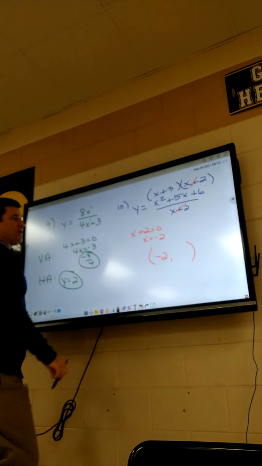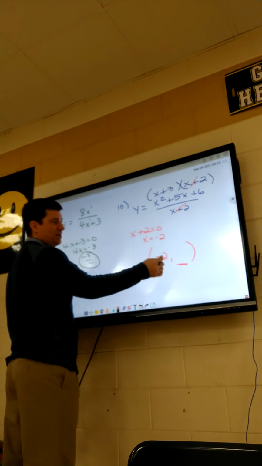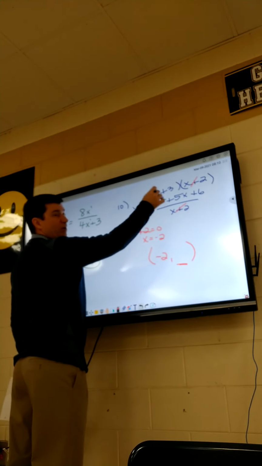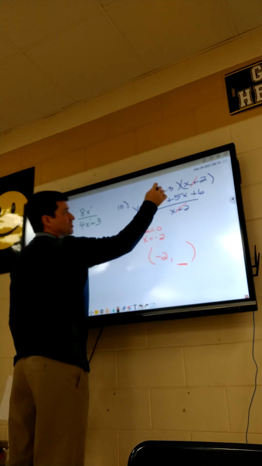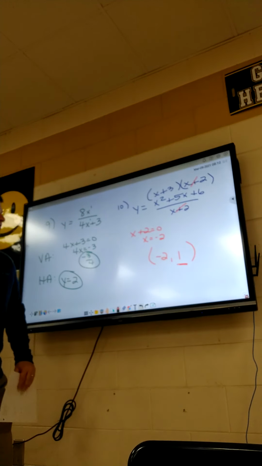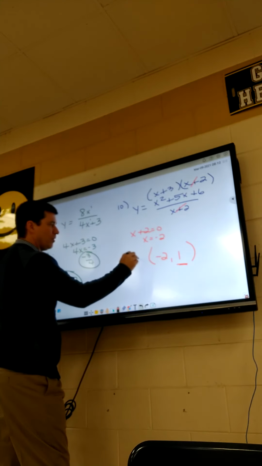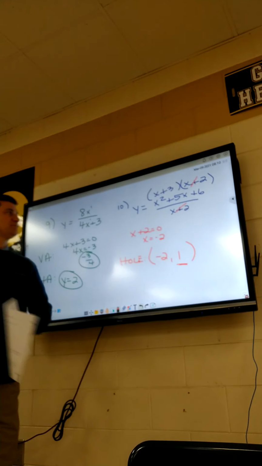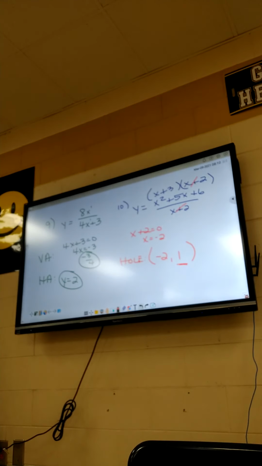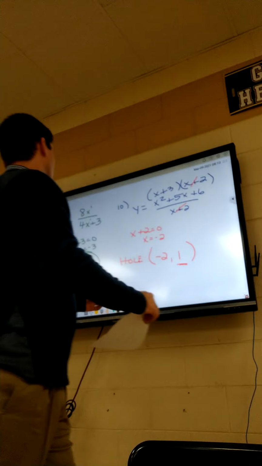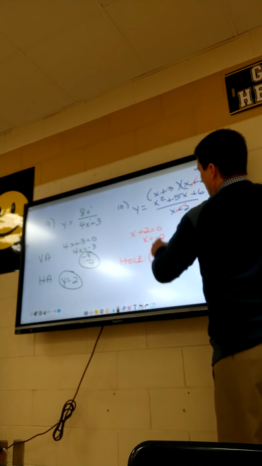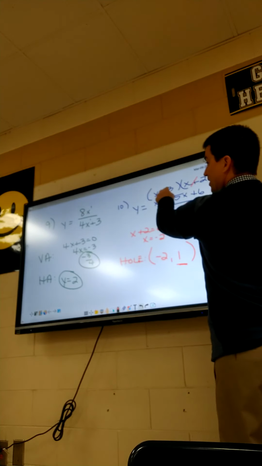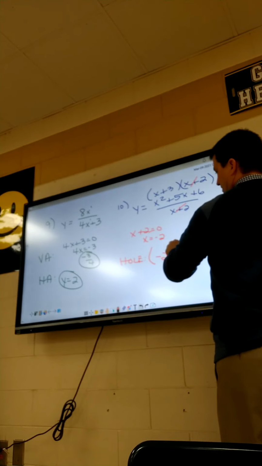But to finish it up and find the other number, we take negative 2, we plug it back in. The only one we didn't cross out, negative 2 plus 3 is 1. That is how you find the hole on number 10. Wait, how did you get 1? Take the number you got the first time, Caleb, go back and plug it in the only place you didn't mark out, negative 2 plus 3, so I got 1.